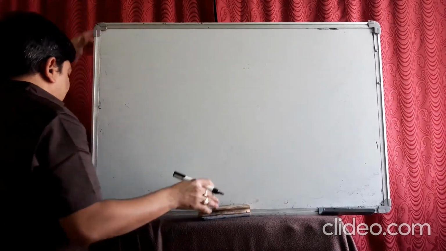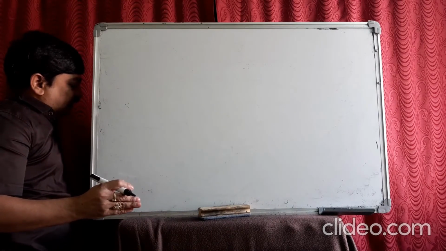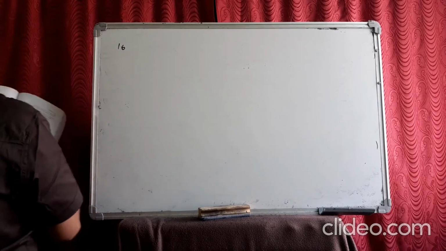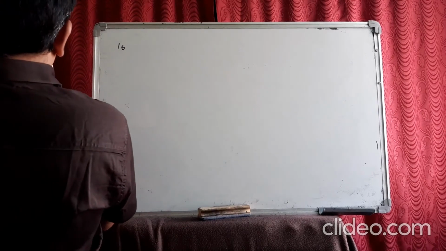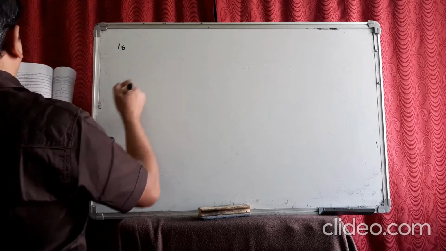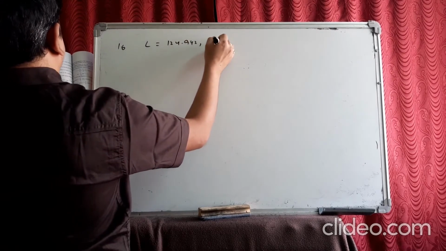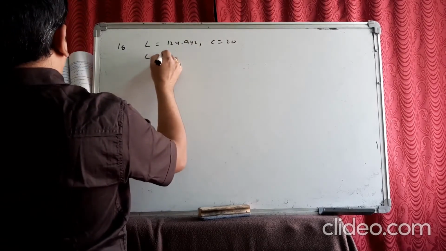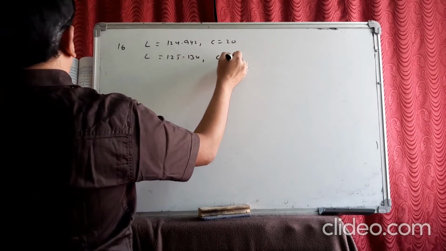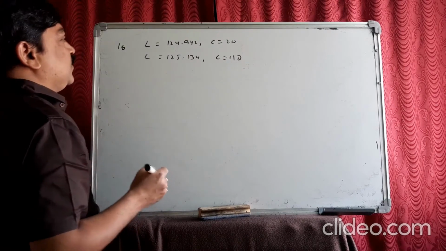Now see the 16th question. The length L of a copper rod is a linear function. It is a linear function they have given, of Celsius temperature in experiment, L and C. L is given when L is 124.942, C is given 20. When L is 125.134, C is 110. You are asked to write L in terms of C.